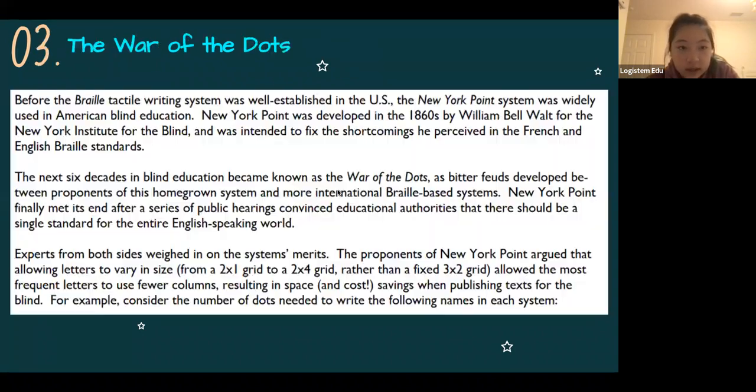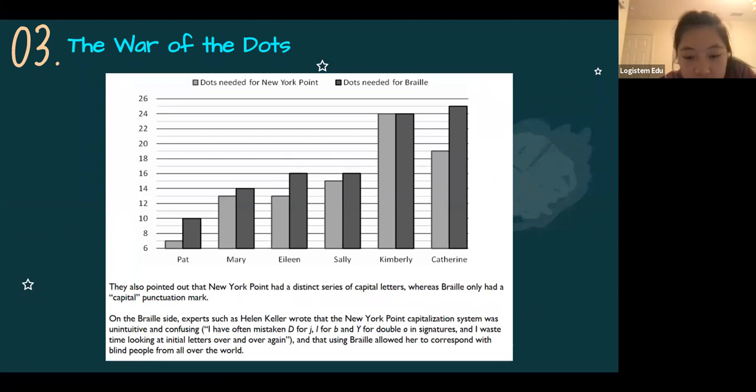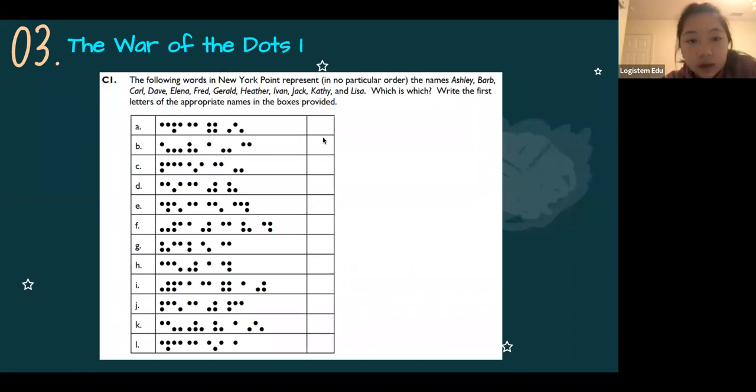Okay, so now we have our last problem, which is using the New York Point system, which is for American Blind Education. So it's similar to Braille, but there are some differences. You can read all of this in the link I'll send you later. So the first thing is the following words in New York Point represent, in no particular order, these names. So you have to figure out which name is which.